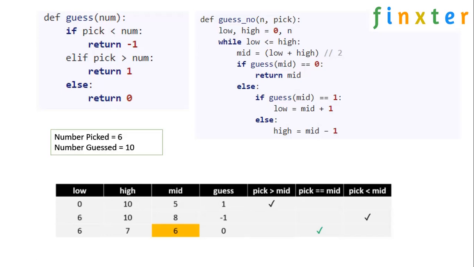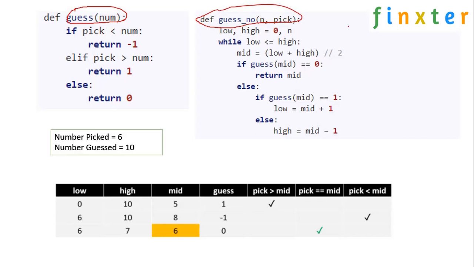Now, as I already mentioned previously, this right here is the predefined method that returns -1, 1 or 0. And this method helps you to find the number that was picked. So let's begin with our algorithm.